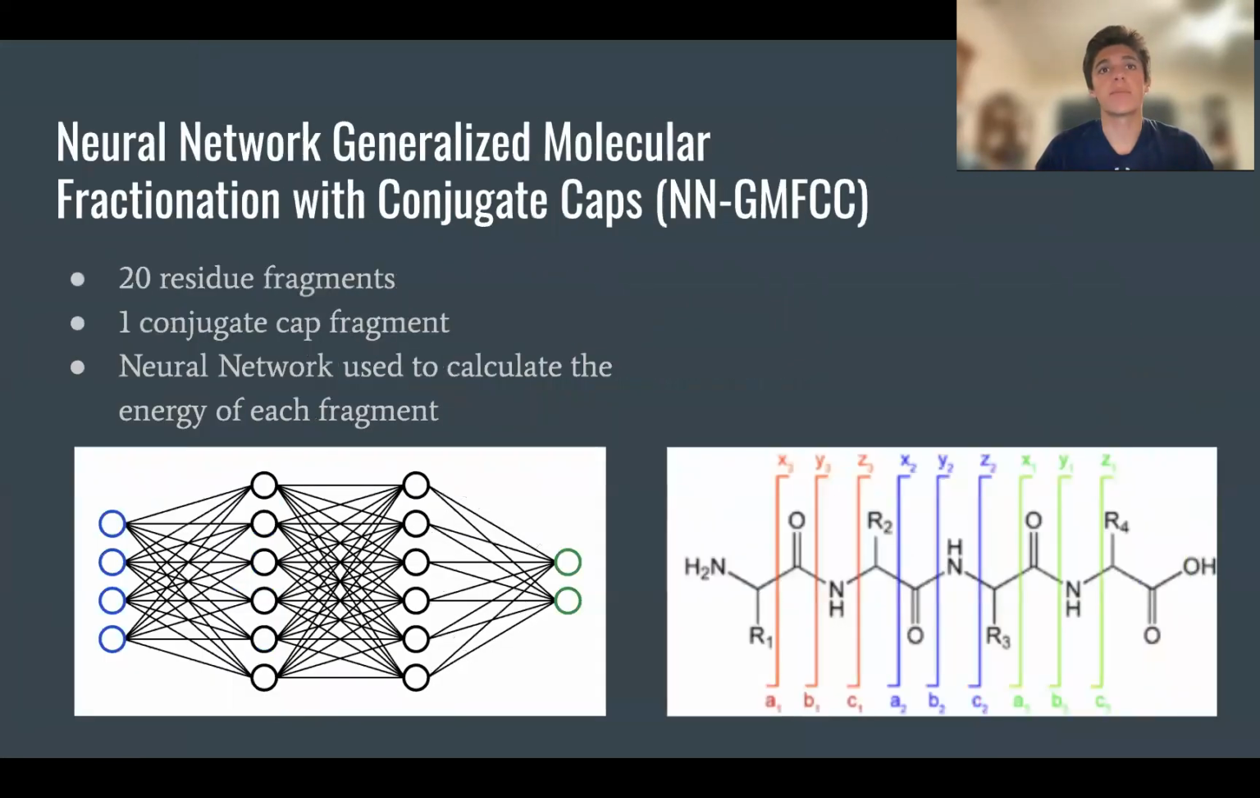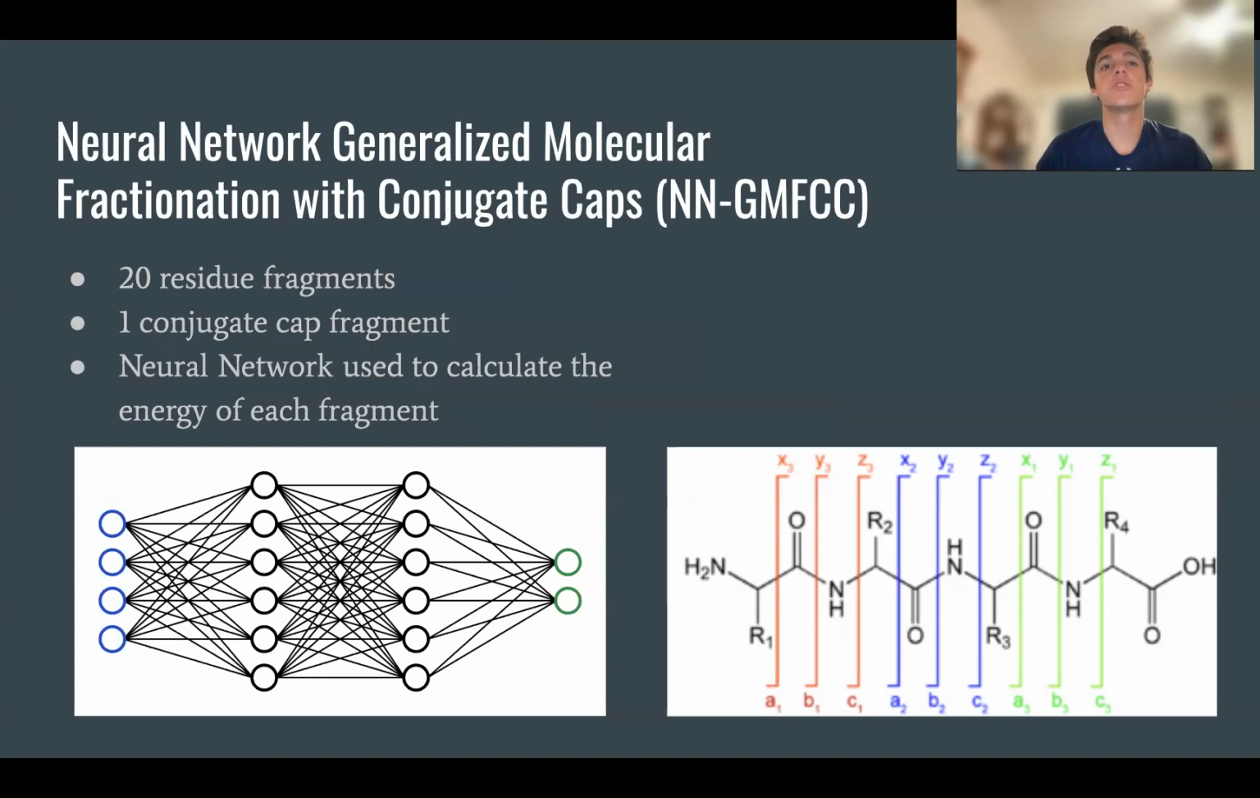Calculating the energy of each fragment can still be computationally expensive. Machine learning has reduced this cost, allowing for efficient, reliable predictions of physicochemical properties of molecules, constructions of force fields, and constructing potential surfaces. This study used neural network generalized molecular fractionation with conjugate caps, or NN-GMFCC.